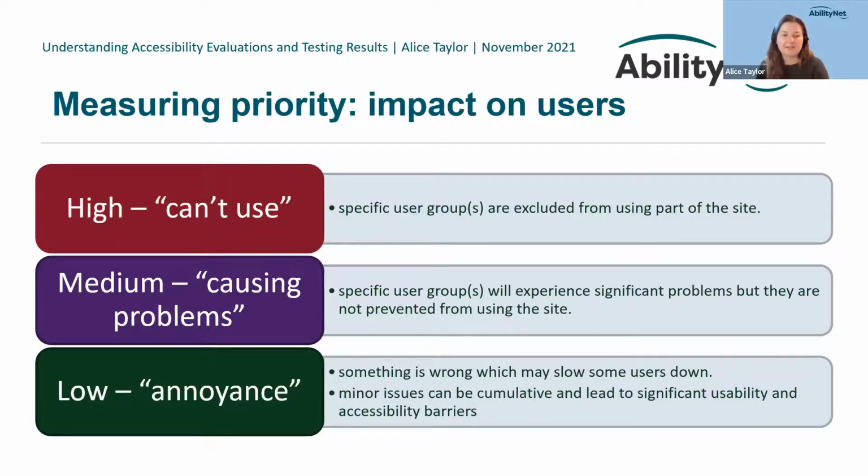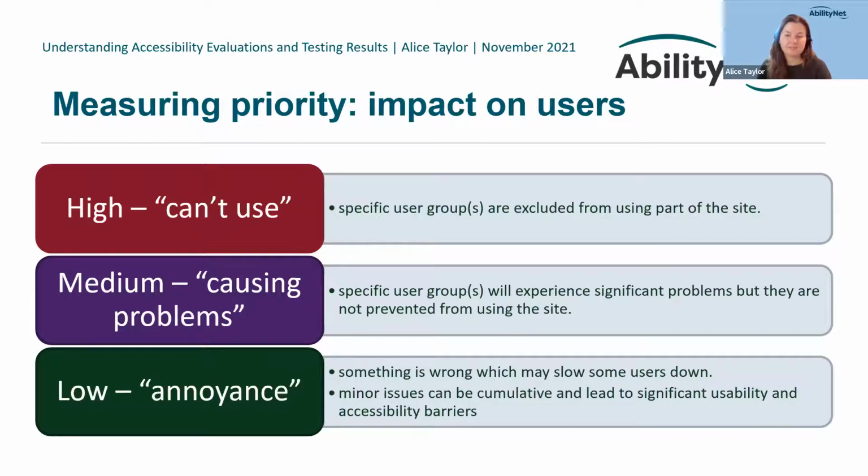And finally, low priority. So this could be something that can be considered as causing an annoyance. So it might be something that may slow down the user, but it's not causing a blocker and it's not preventing them from accessing anything. However, minor issues can be cumulative and lead to significant usability and accessibility barriers. So for example, if there are lots of a small issue, it could be more problematic than something that is just a single instance. An example of this could be unnecessary announcements for an assistive technology.